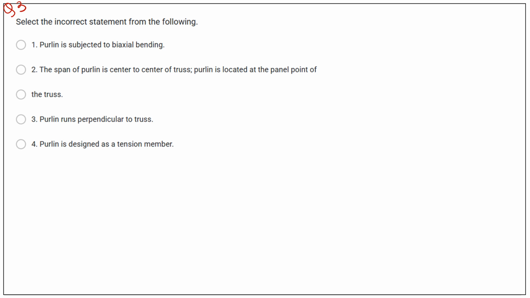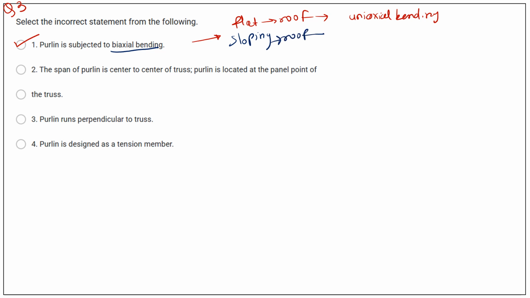So first one is: purlin is subjected to biaxial bending. So the first option is correct, because in case of any construction, if the roof is flat, then uniaxial bending happens. But in case of a truss, the roof is inclined or sloping. So that's why here biaxial bending happens. In case of a sloping roof, biaxial bending happens.